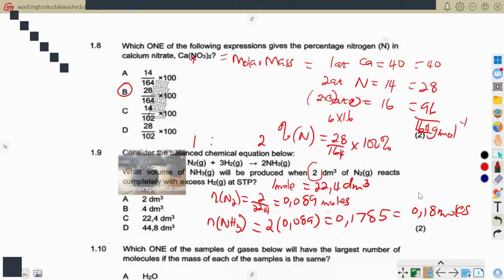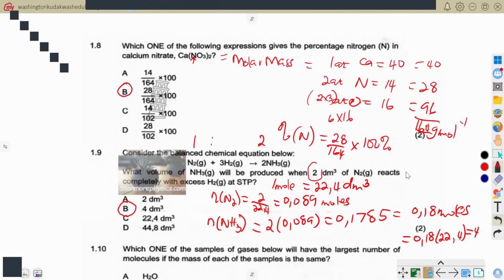So this mole of ammonia, how much volume is it going to occupy? We multiply by a factor of 22.4 decimeter cubed, because we know that 1 mole occupies 22.4 decimeter cubed. So this is going to give you 4 decimeter cubed. So we now need to look for an answer which says 4 decimeter cubed. So our answer was going to be B.